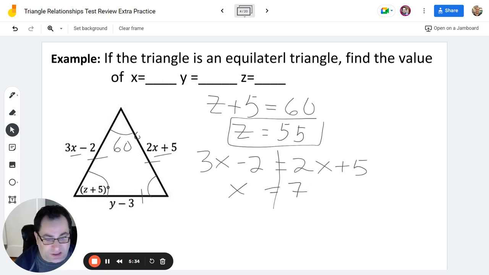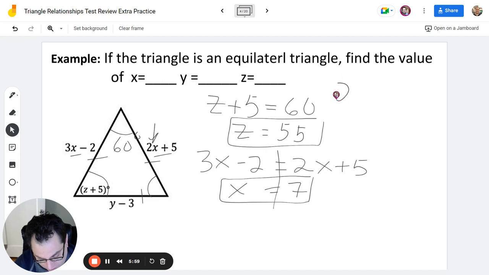And then finally, now I know that x is 7. I can plug x into one of the sides. I'm going to pick 2x plus 5 and evaluate what the side measure is, and then I can set it equal to y plus 3. So up here we'll do 2 times 7 plus 5. So 14 plus 5. We get 19 for one of the side measures.